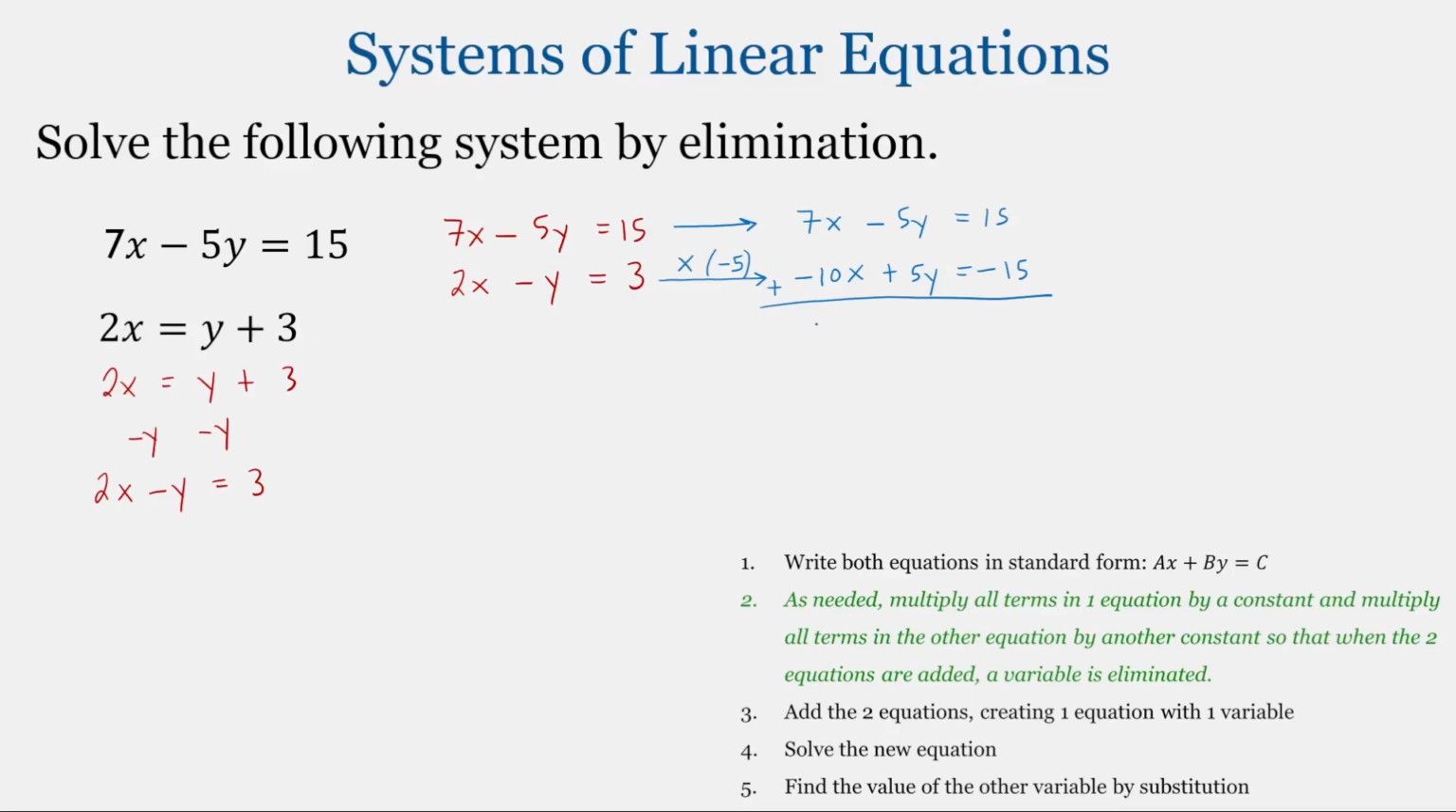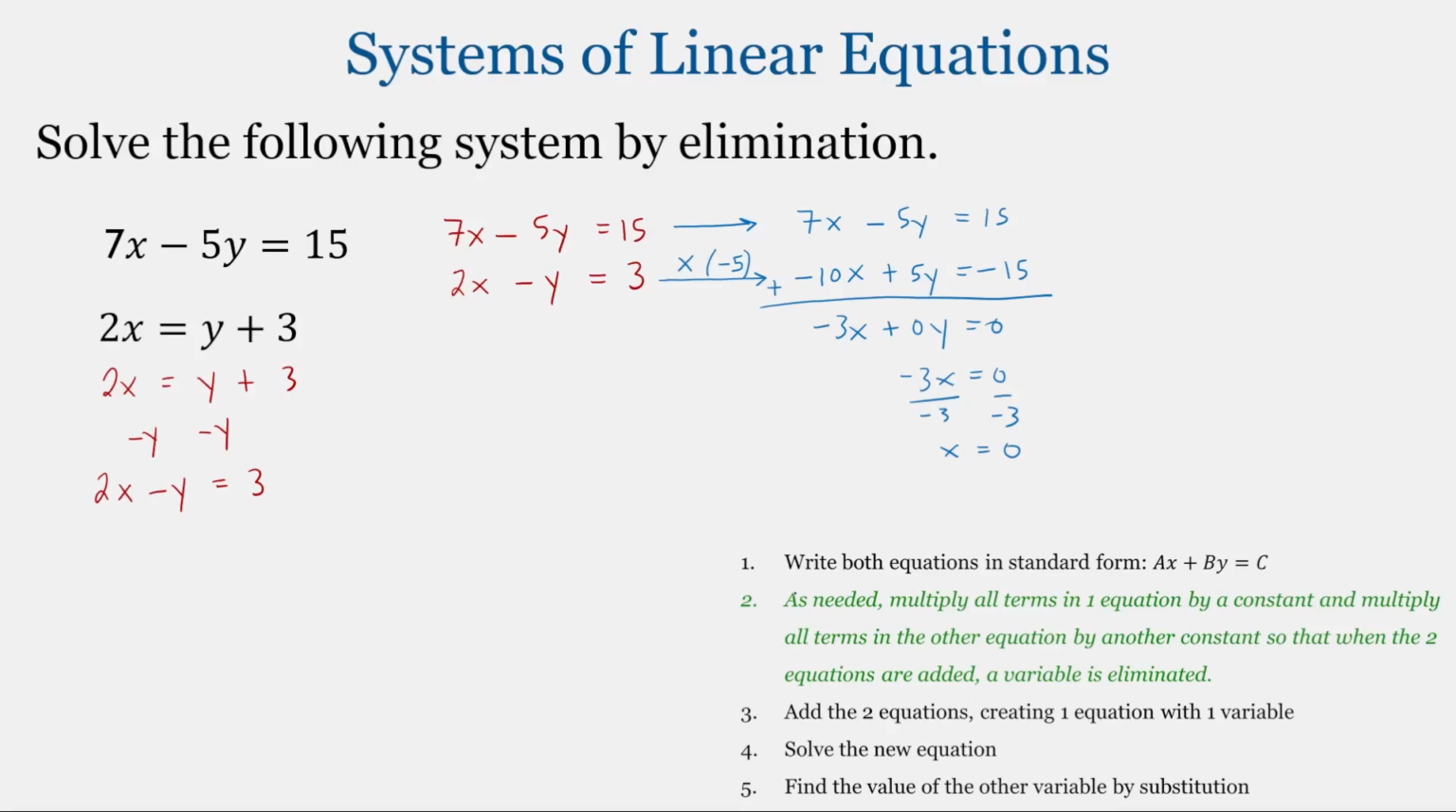7x minus 10x, that's negative 3x. Negative 5y plus 5y, that's 0y. And then 15 minus 15, that's also 0. So we now have negative 3x equal to 0. Dividing both sides by -3, we have x equal to 0.